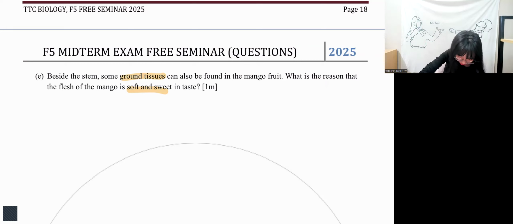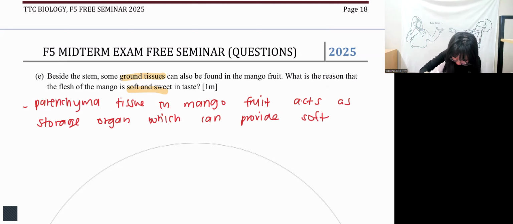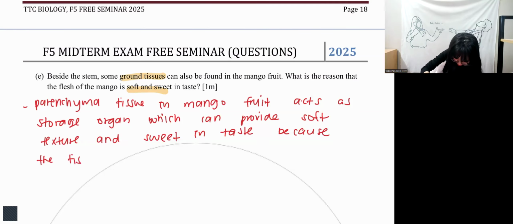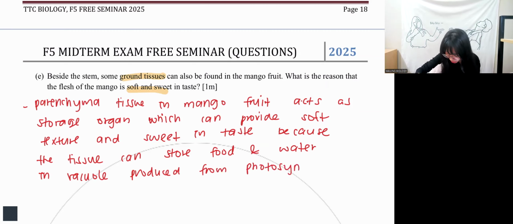So you're going to say, yeah, change pencils. Parenchyma tissue in mango fruit acts as a storage organ which can provide soft texture and sweet taste because the tissue can store food and water in the vacuole produced from photosynthesis. So the answer is parenchyma tissue.